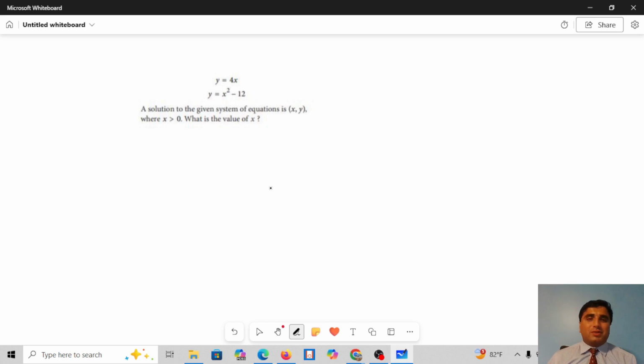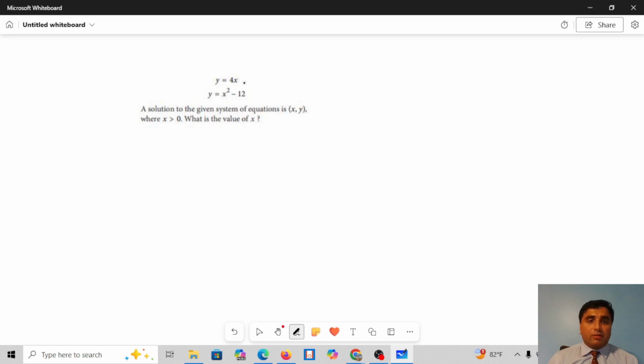Hello everybody, so let us look at this question from the SAT math section. Over here we have a system of equations, y equals 4x and y equals x squared minus 12. We have been told a solution to the given system of equations is (x, y), where x is greater than 0. What is the value of x?